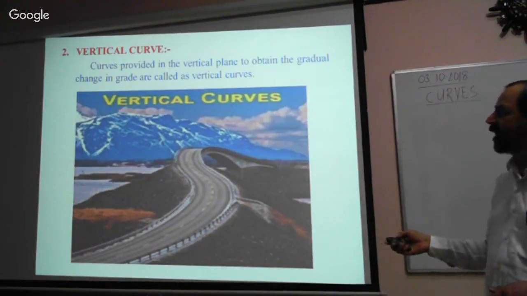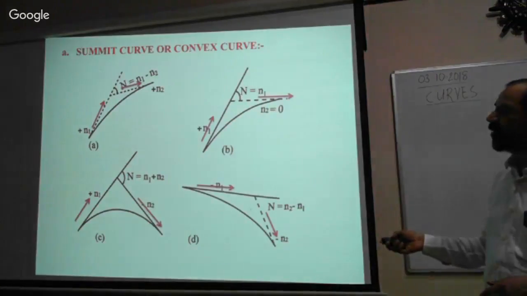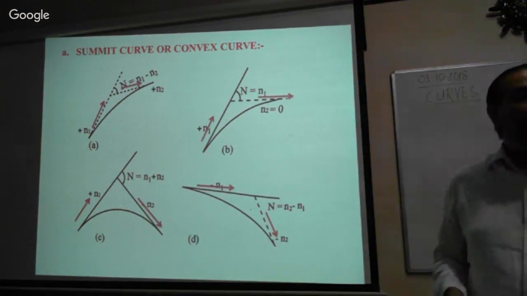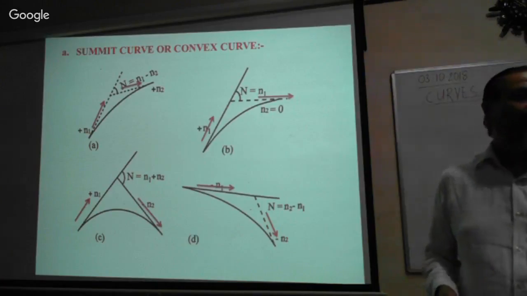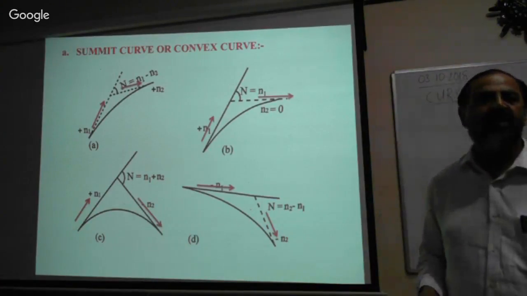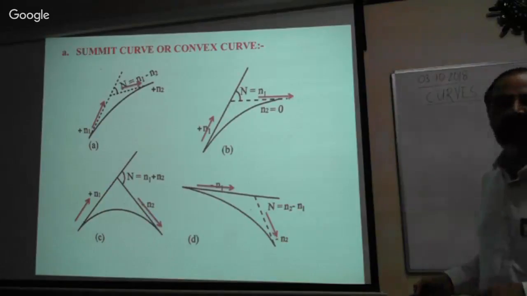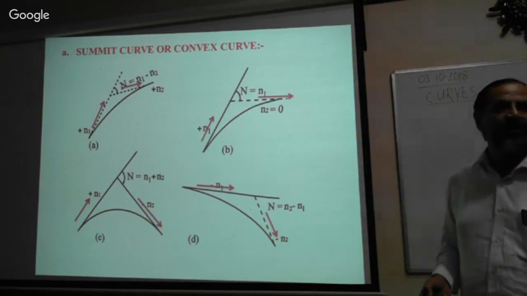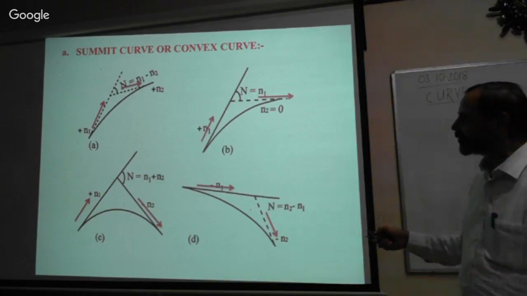Now therefore let us be very careful. The main object is to provide smooth movement to the vehicles, isn't it? Maybe a rail or maybe a vehicle, maybe a road, whatever it may be, the main object is to provide the facility for smooth movement of the vehicle.